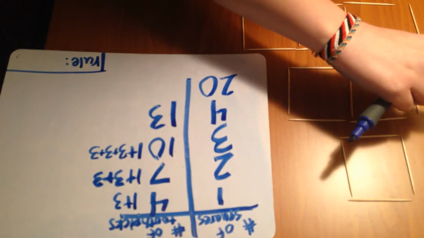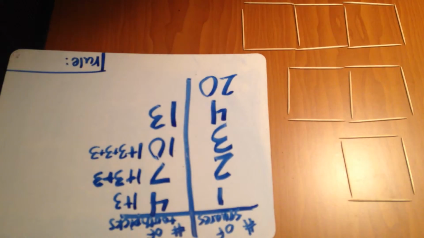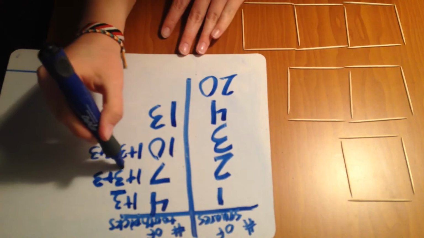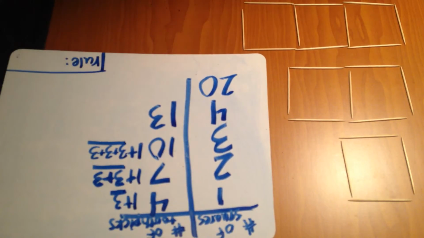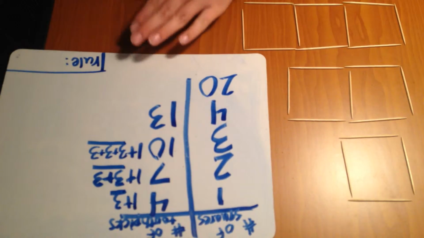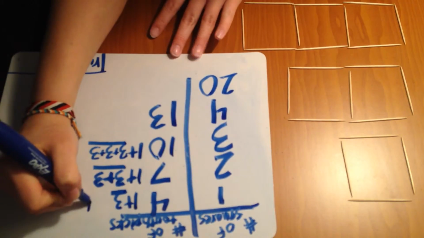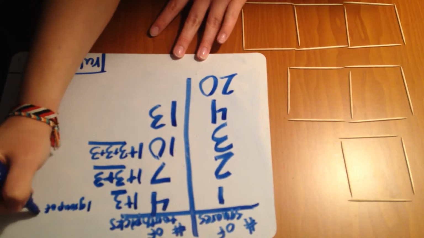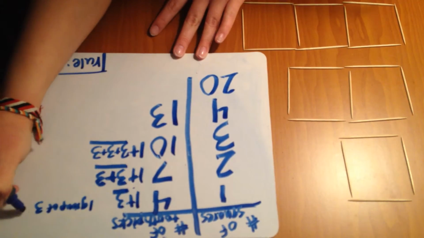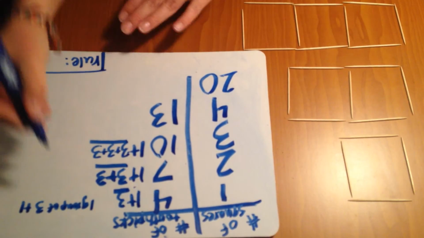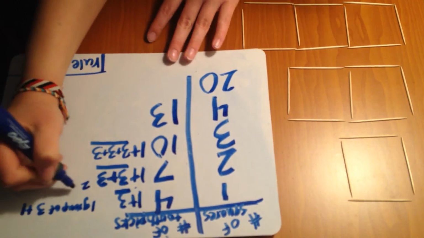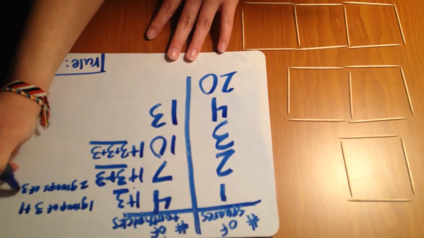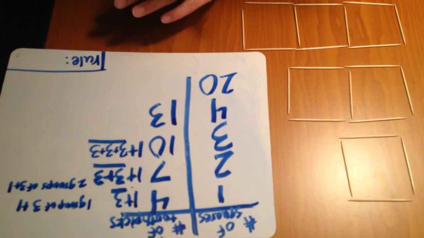So what I realize is that I have groupings of 3. I'm going to go ahead and write this out. I have one group of 3 plus my 1. And then I have 2 groups of 3 plus 1.